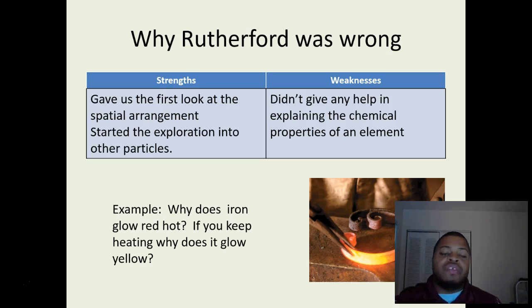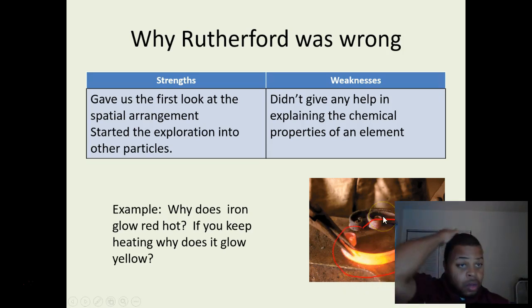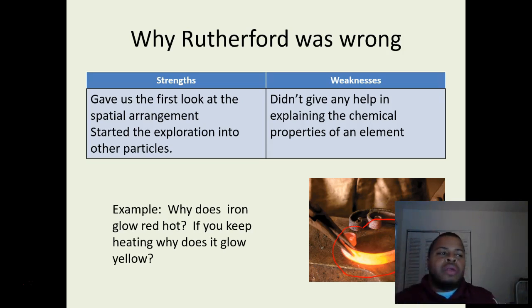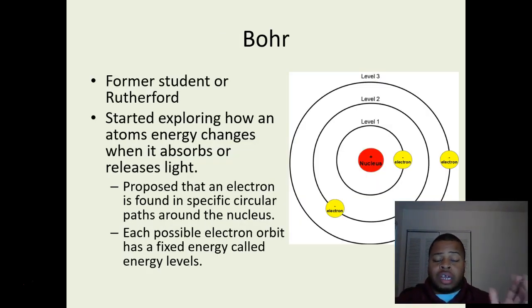For example, if you look at the image here on the screen, you'll notice that we have a part of this iron that seems to be glowing orange and another part that's glowing yellow. Why does that happen? How did we come up with an explanation for why and how this happens? And this was one of those gaps that Rutherford kind of left us with. In comes our good buddy Bohr. Now, he was actually a student of Rutherford, so the student surpassed the teacher.